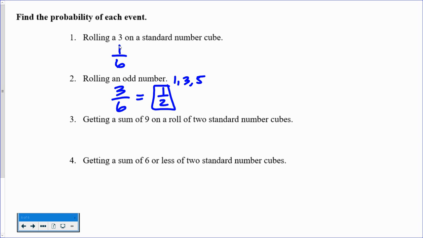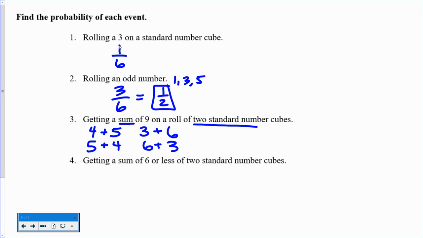All right, then number 3 and 4 take it up to a more difficult step. Now we're talking about getting a sum, so I have to add together the 2 number cube results. Okay, so getting a sum of 9. I'm going to just list my possibilities. I could get a 4 on one die and a 5 on the other. I could get a 5 on the first die and a 4 on the other. That's considered 2 different results because each die had a different number. I could get 3 on one, 6 on the other, or vice versa, 6 on one and 3 on the other.